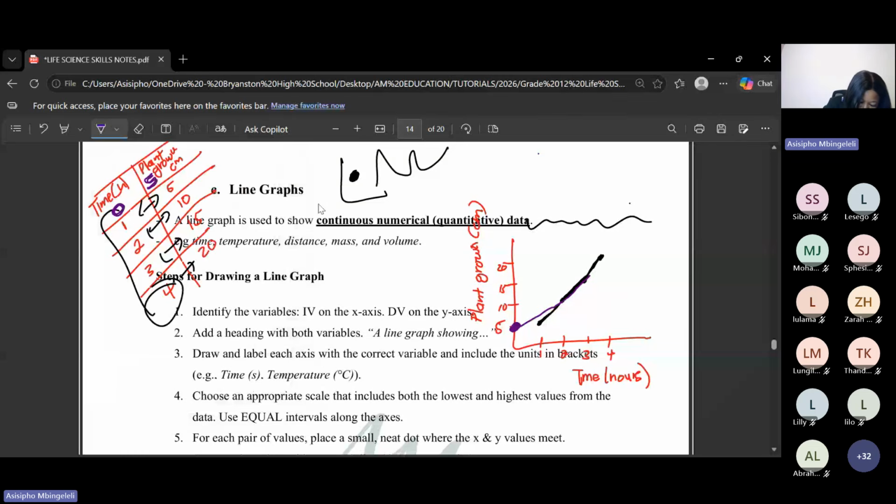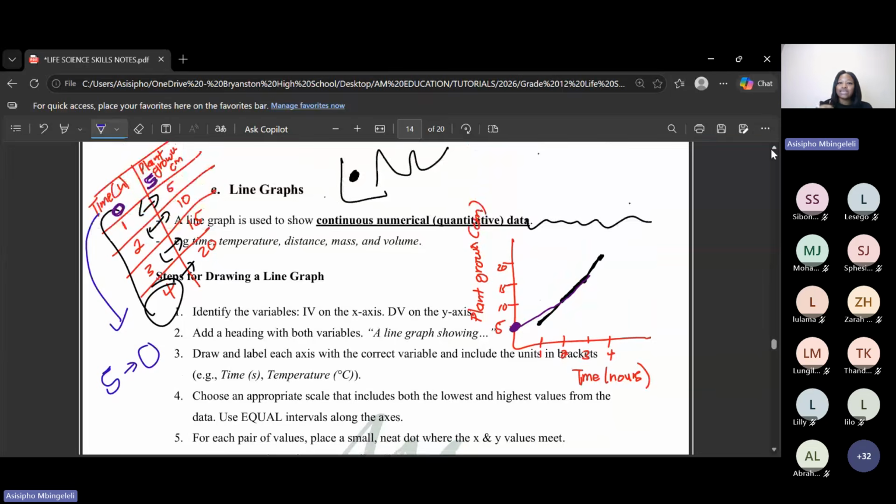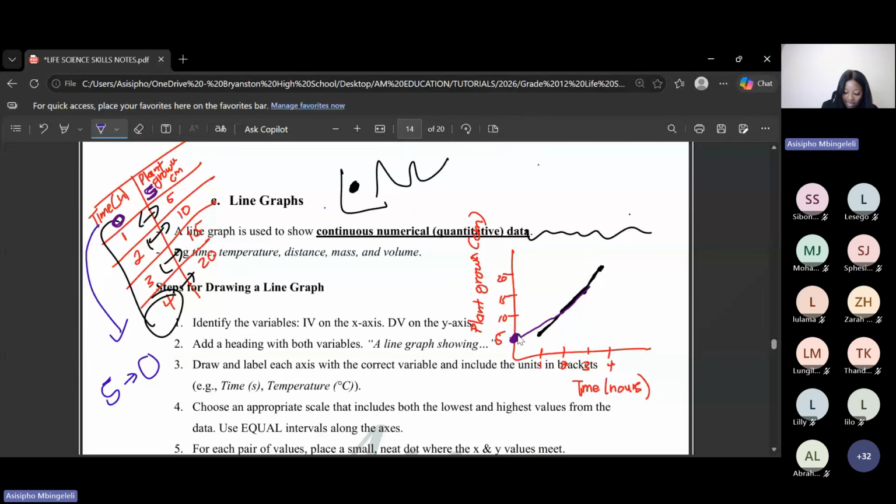If the first time for blue was 5 hours and the growth was 0, I need you to see what is happening here. The first one for purple was time was 0 and the growth was 5. Now I'm saying the time is 5 hours and the plant growth is 0. So where would the dot be? Where is 5 hours? Okay, let me do 4 because I've got 4 hours as the last one. 4 hours and 0. So there is 4. Where is 0? The 0 is there. So that means the dot will be here.